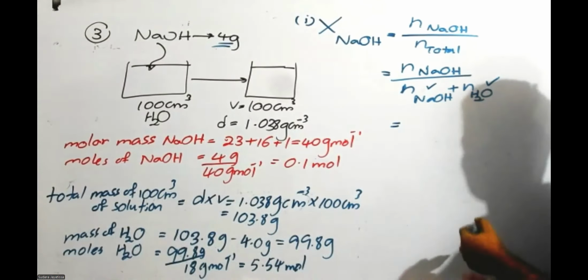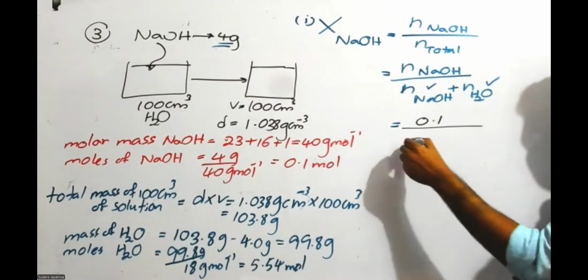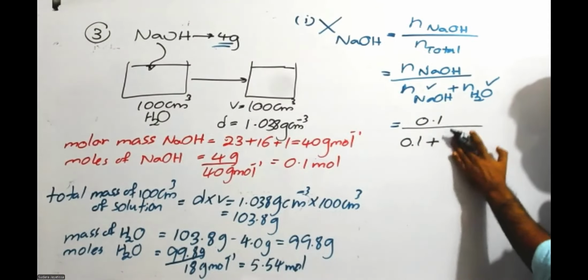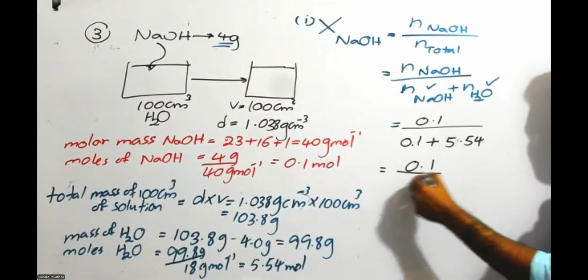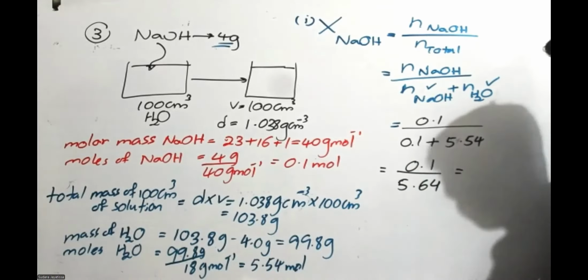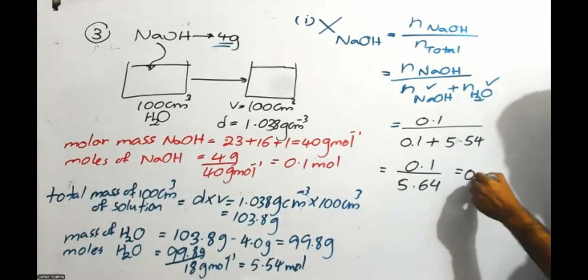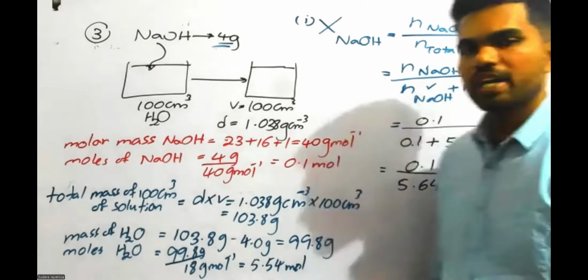Now we know the number of moles of water and the number of moles of sodium hydroxide. We can now find the mole fraction. Moles of sodium hydroxide is 0.1. And the total moles will be 0.1 plus 5.54. You can see water moles is considerably higher, isn't it? So 0.1 over 5.64. This is the mole fraction. You can further simplify this if you want. 0.0177 is the mole fraction. This is how you find the mole fraction.